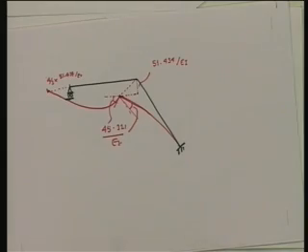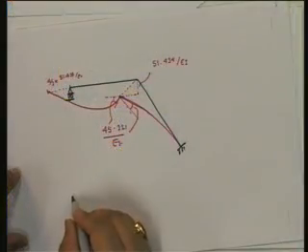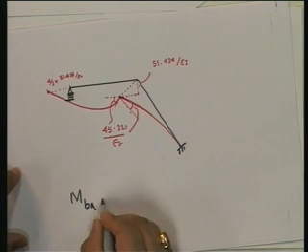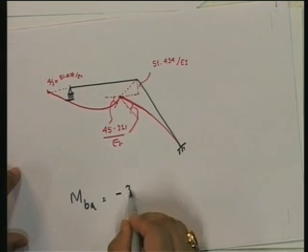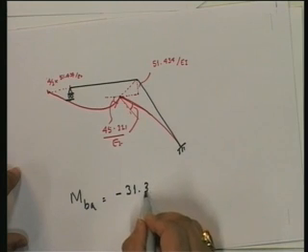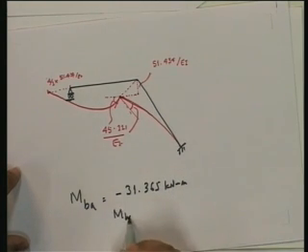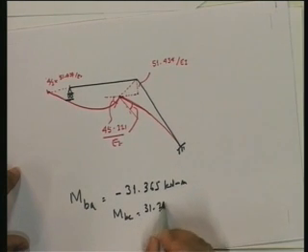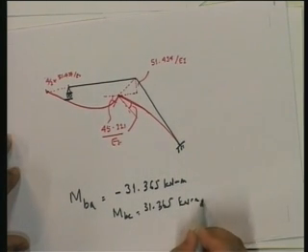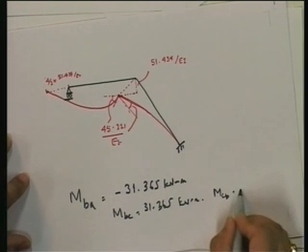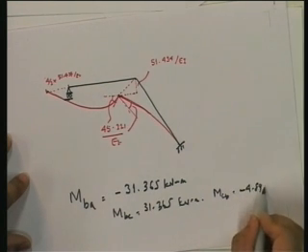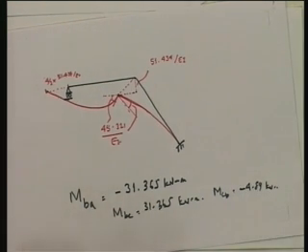Okay, and finally, once you have that, you can plug in the R1 and R2 values into the expressions, and we get MBA is equal to minus 31.365 kilonewton meter, MBC is equal to 31.365, and MCB is equal to minus 4.89 kilonewton meter.